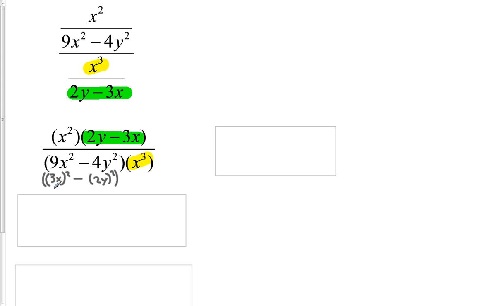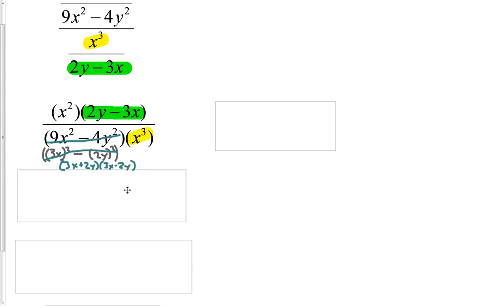So what can this factor into? Well, we have a difference of squares now. So if we have a difference of squares, it's going to be a 3x plus 2y and a 3x minus 2y. So let's write that out. 3x plus 2y and 3x minus 2y. So then we can cancel that, cancel that. So that it's rewritten below here.